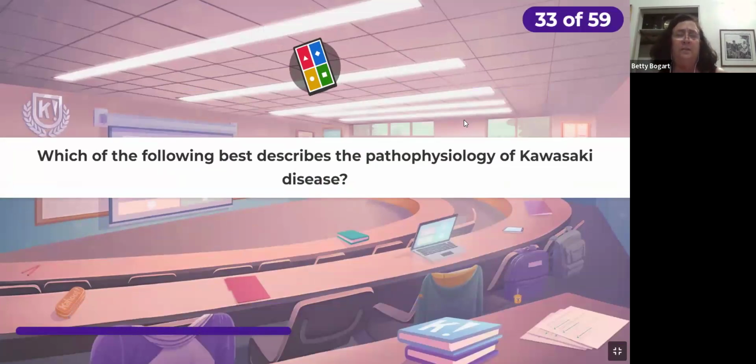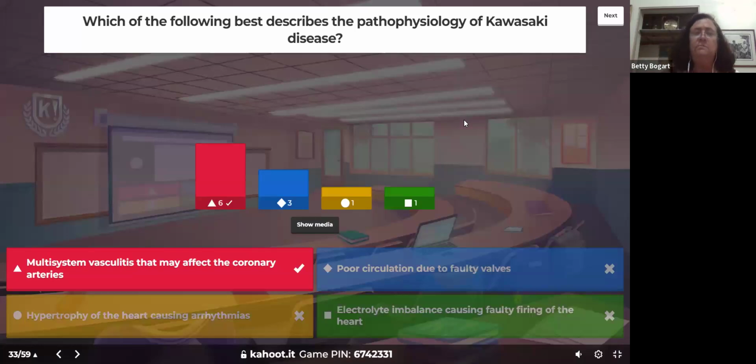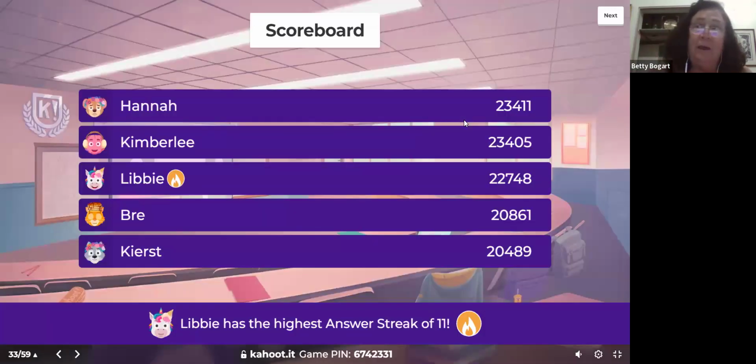Which of the following best describes the pathophysiology of Kawasaki disease? And it's a multi-system vasculitis, and our concern is that the vasculitis hits the coronary arteries and causes an aneurysm, and that would cause death.